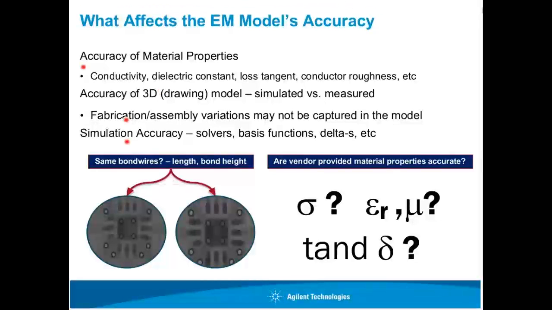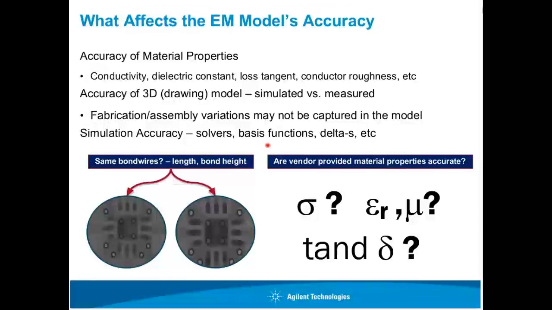In addition to the material properties as well as the 3D dimensions we enter into the solver, one of the factors that affects the accuracy of the simulation is the simulation accuracy setup, which includes solvers, basis functions, and delta S, which is the convergence criteria of the simulator, and so on. For example, let's talk about the basis function. There are different basis functions in EM solvers, such as linear basis or quadratic basis.